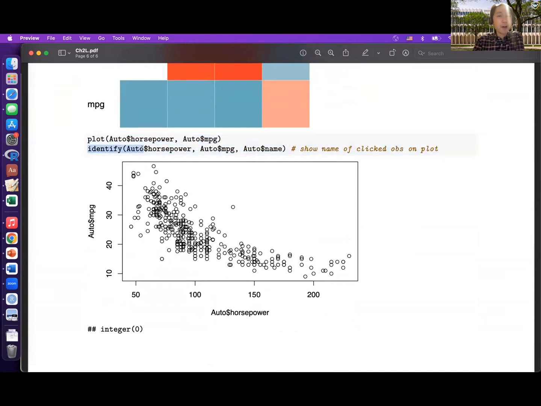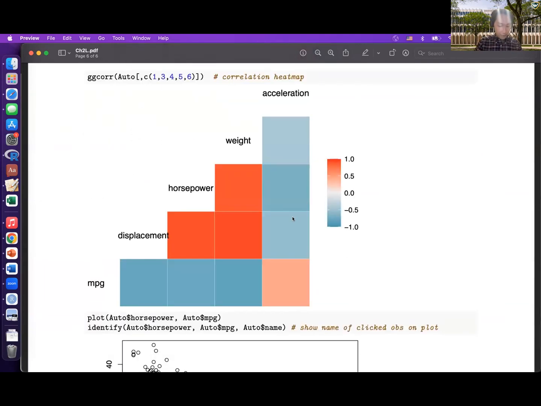we can use identify with the x, y and the names of the cars. Then when you click on our graphics, you have to use the base R package, not through RStudio. Use the R package and you click this, then you can see the name. So this is an interactive function, identify with x, y and names. Yeah, so these are the contents in the chapter 2 lab.